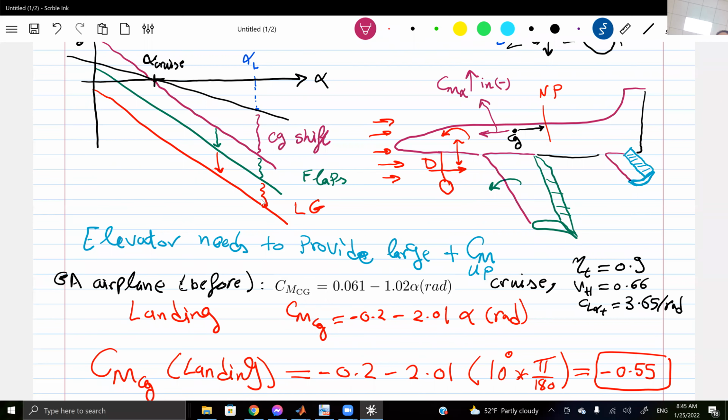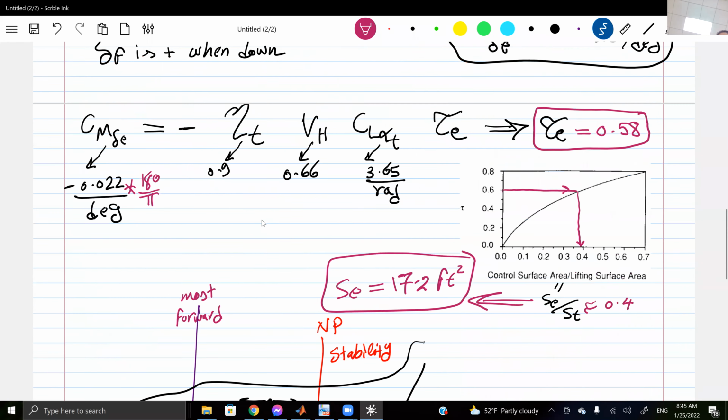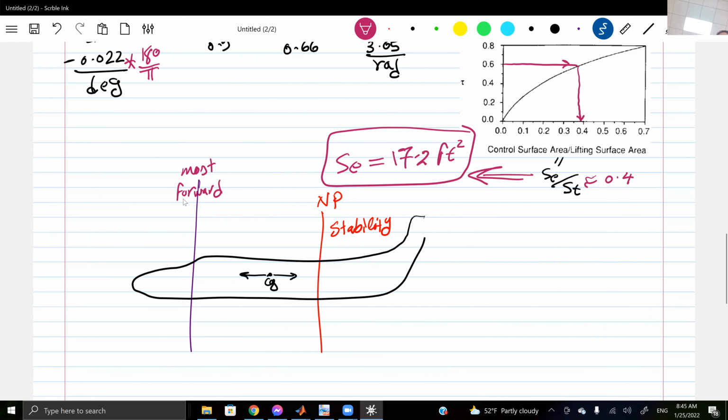So we're talking about balance. Balance means bringing the pitching moment to zero. So this is really a balance limit. And as you know, we call balance trim. In particular, the worst case scenario is trim during landing, right?